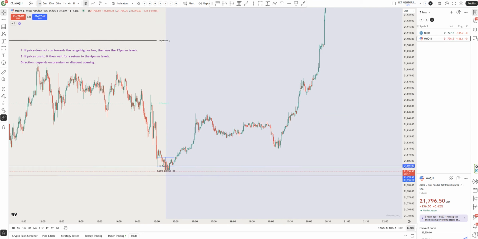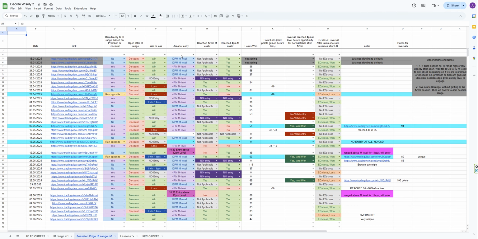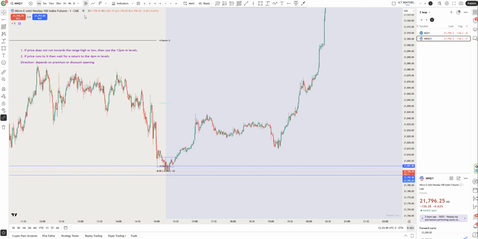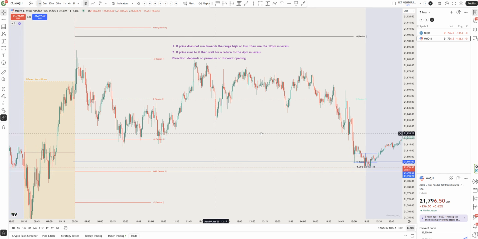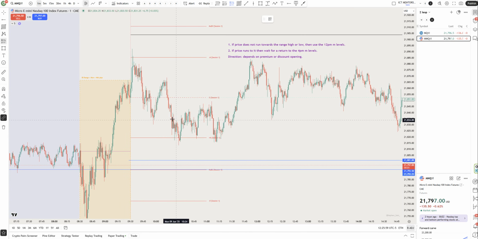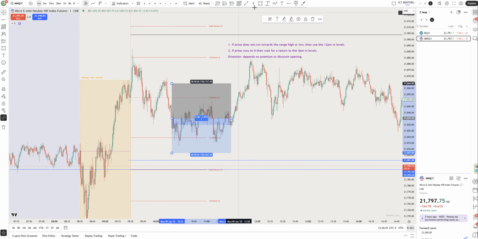Additionally, this is only applicable because sometimes, let's say price didn't run up and price is just here, ranging above the M level, sometimes I can say, oh, this is close enough, let me buy this.